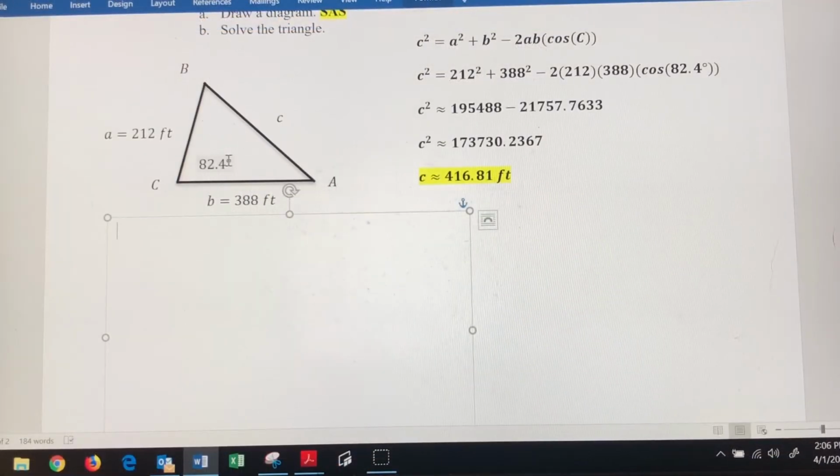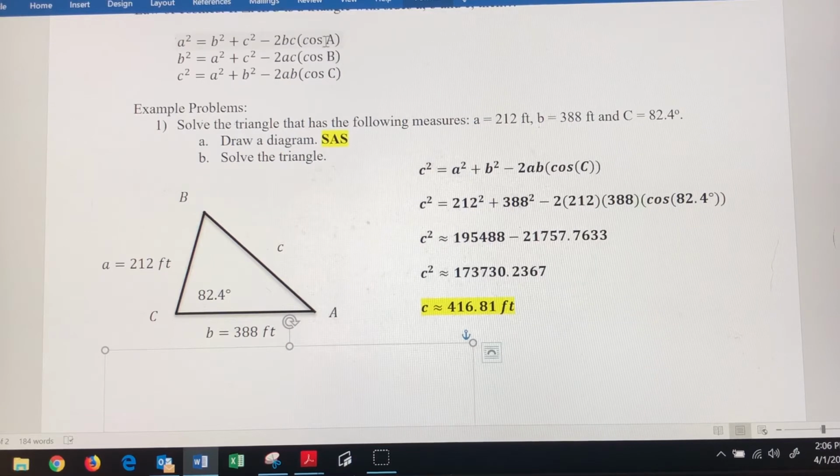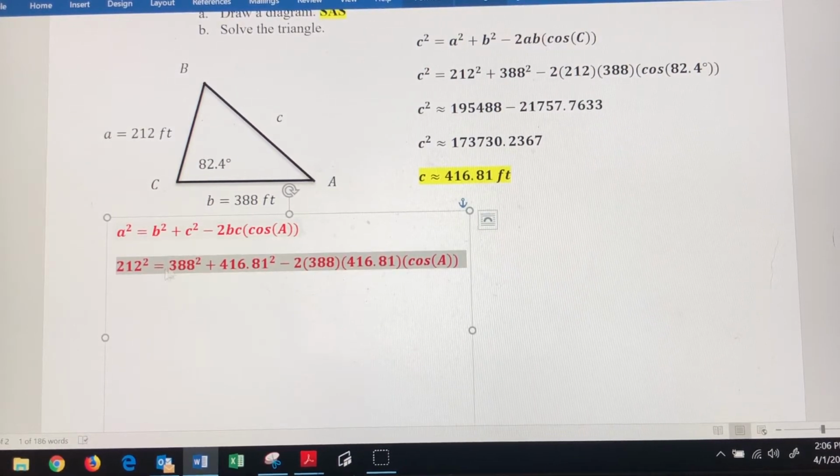Now we're going to find angle A. We're looking for angle A, so that's going to force us into using this equation. We know the side length of A, that was given. We know the side length for B, that was given. We just calculated the side length for C, and we're looking for the unknown. So we're going to choose that equation. We plug in the values we know: we replace A with 212, B with 388 in these two spots, and C with 416.81 in both of these spots. And we've got cosine of A, which contains our unknown.